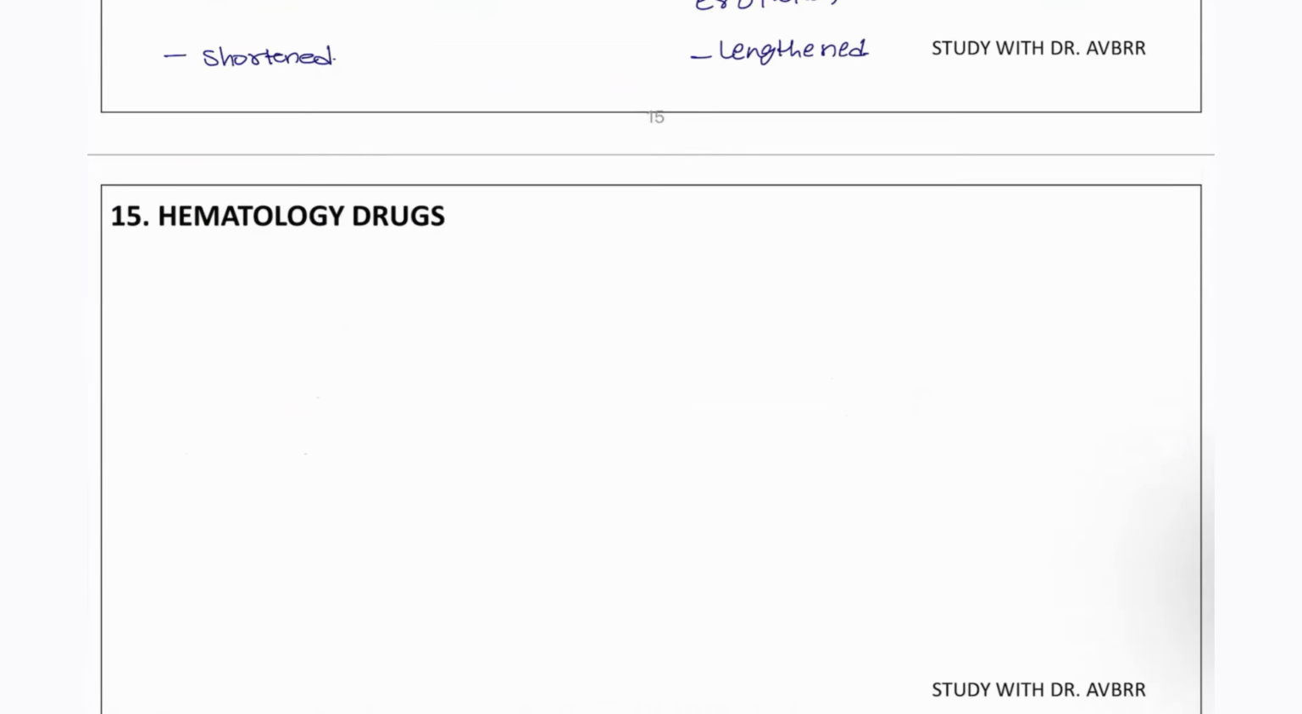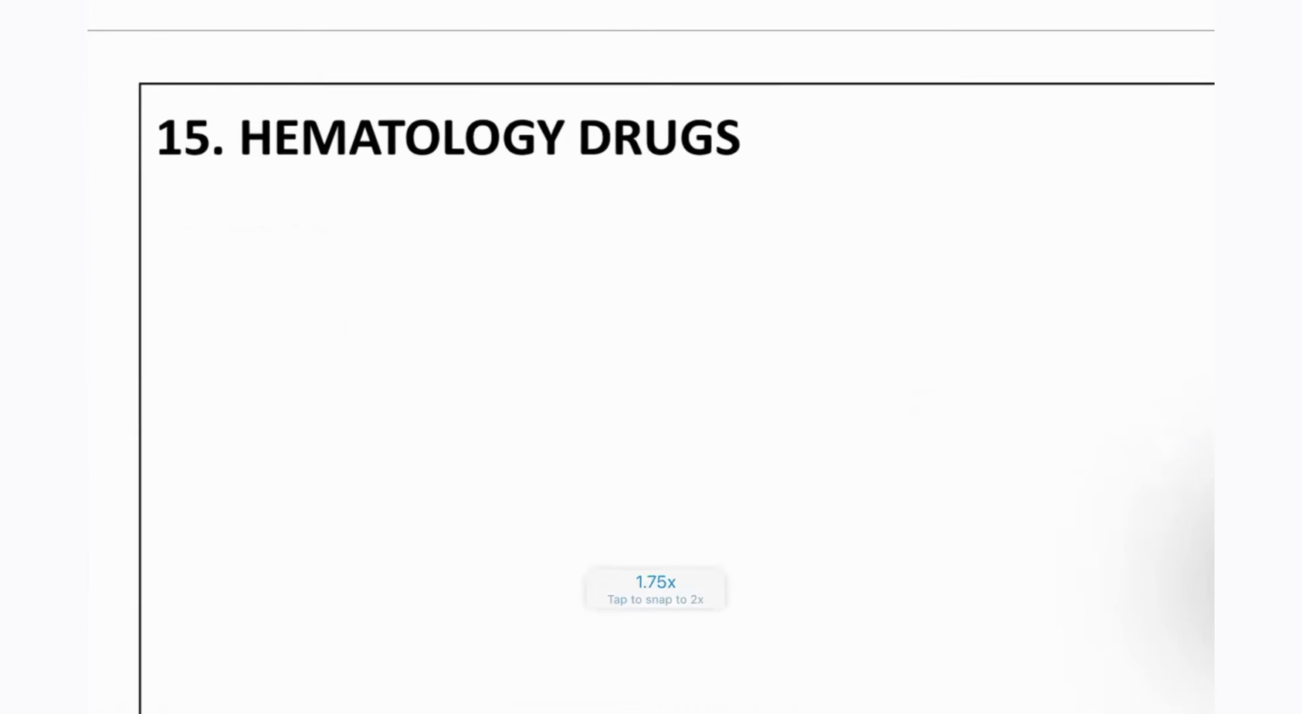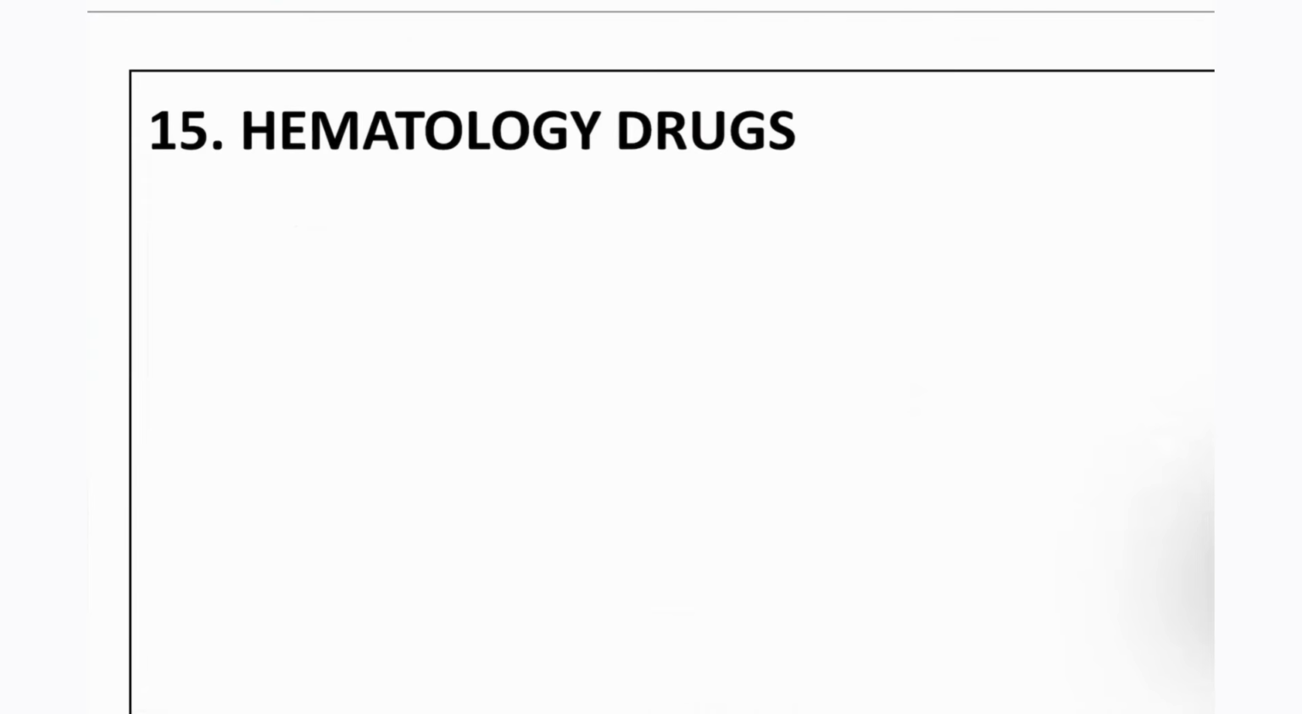Next, we will be discussing the hematology drugs, guys. Some important drugs. First, most commonly, you all know iron, right? Iron is given for patients suffering from iron deficiency anemia, because it is going to increase the hemoglobin, right? It will replace the hemoglobin by increasing its synthesis.